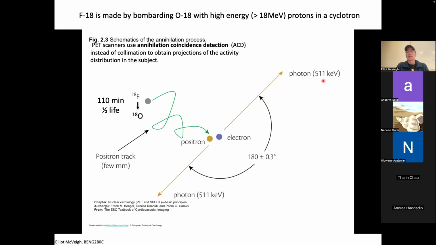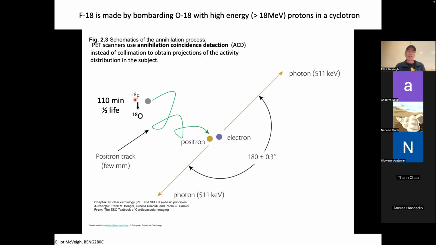Remember, in SPECT, we're looking at 140 keV photons. And in X-ray imaging, we look anywhere between, say, 40 keV to 140 keV. Those are the photons we're looking at. These ones have much higher energy. They're up at 511 keV, or half an MeV. And they fly away at the speed of light out of the patient in opposite directions, right?